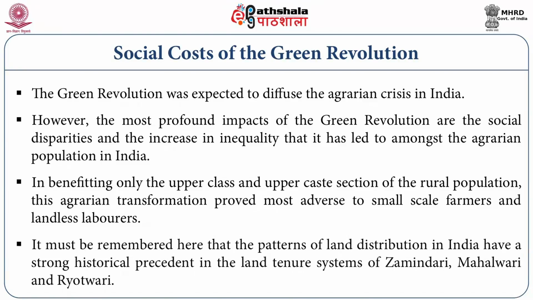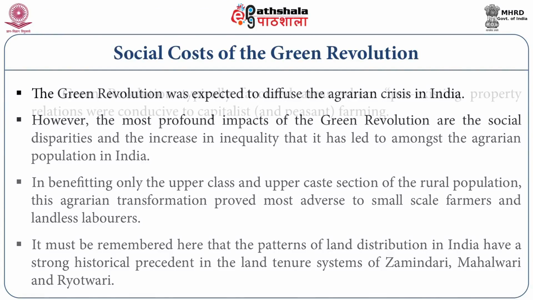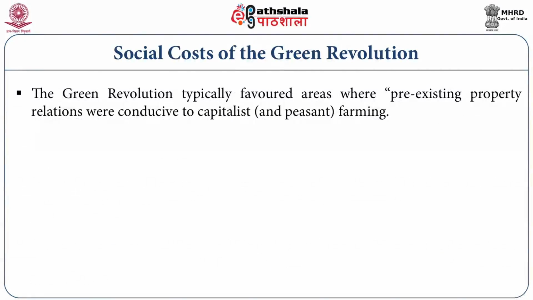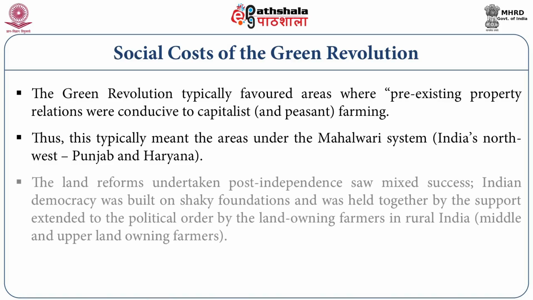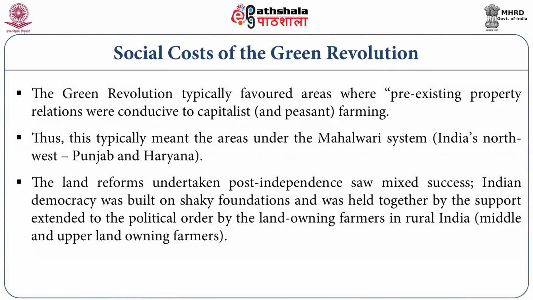It must be remembered here that the patterns of land distribution in India have a strong historical precedent in the land tenure systems of Zamindari, Mahalwari or Ryotwari. The Green Revolution typically favored areas where pre-existing property relations were conducive to capitalist and peasant farming. Thus, this typically meant that in areas under the Mahalwari system, that is India's northwest, Punjab and Haryana, the land reforms undertaken post-independence saw mixed results.